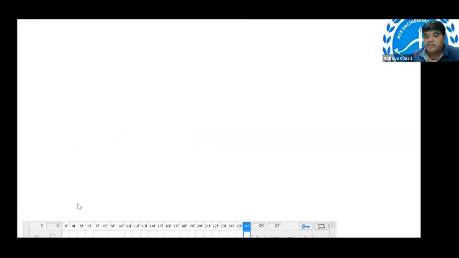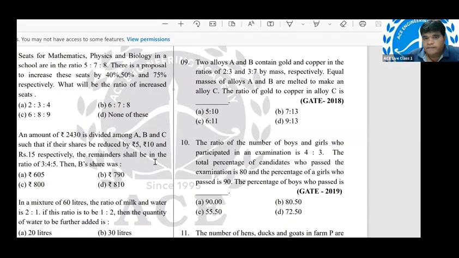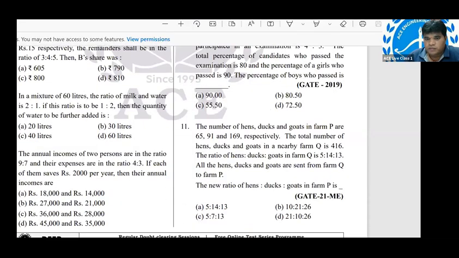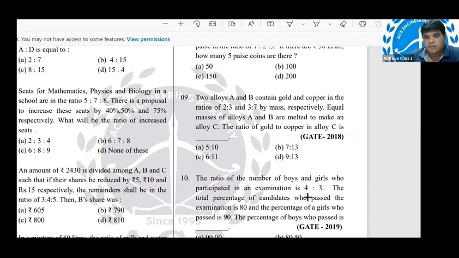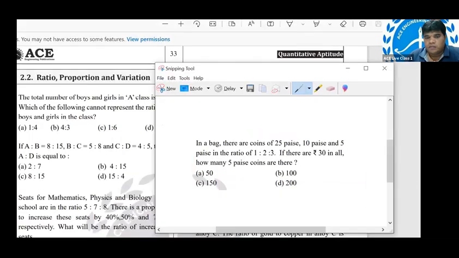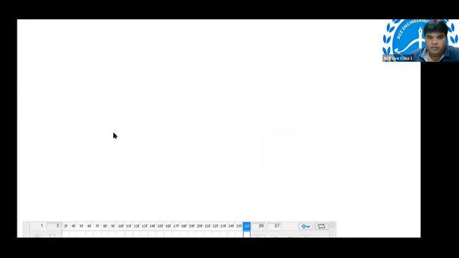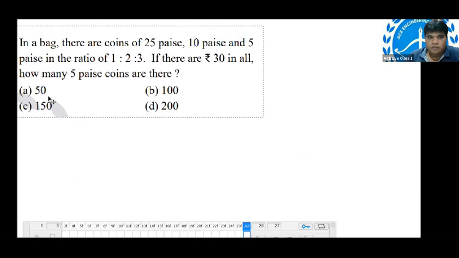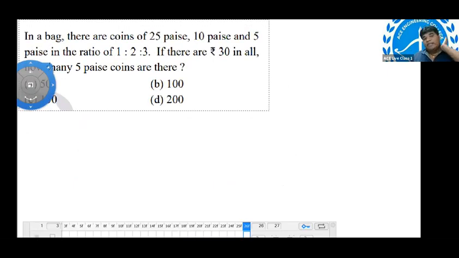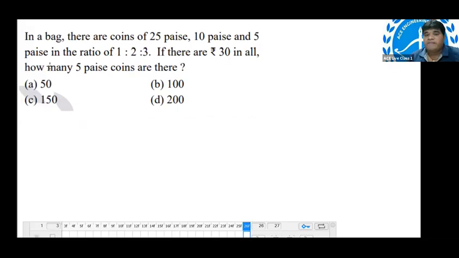Next, the last question, friends. In a bag, there are some coins: 75 paisa, 10 paisa, 5 paisa coins. If the coins ratio is given, and the total coins is given, it is an easy concept. But if the coins ratio and the amount are given, it is impossible.